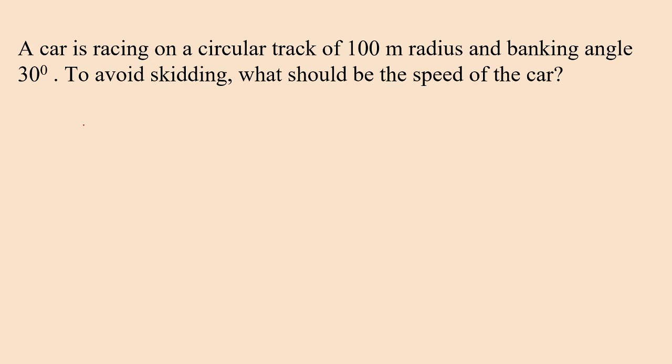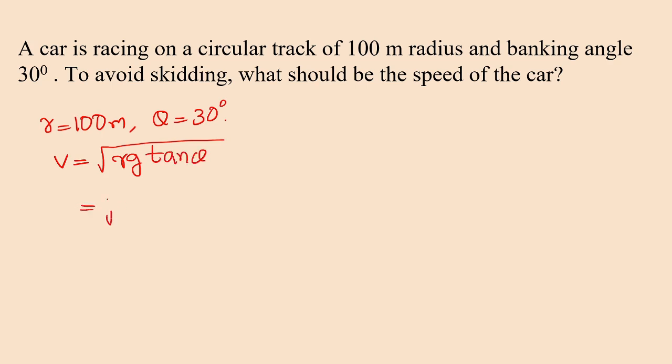Here we are asked to find the optimum speed on a banked curve. So the radius of the circular track is 100 meter, and the angle of banking theta is equal to 30 degree, and we are asked to find the optimum speed. So the expression for V is equal to square root of R G tan theta.